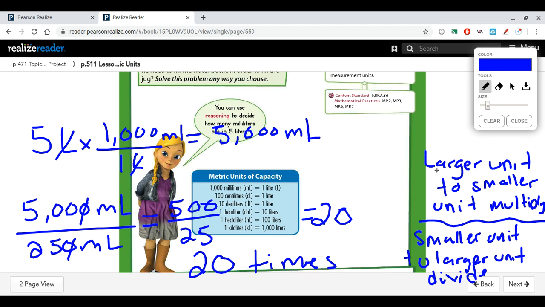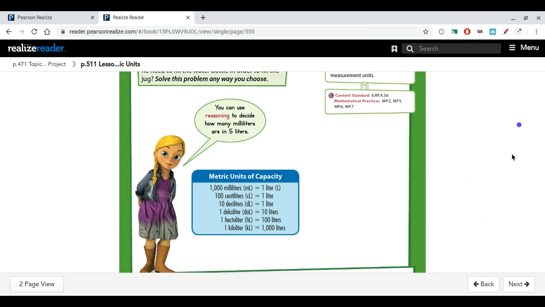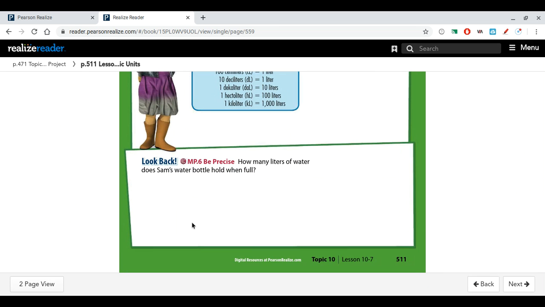Again, remember, larger unit to a smaller unit conversion, you multiply. Smaller unit to a larger unit conversion, you divide. I would write this down. If not, refer back to the video. All right, so let's take a look at your convince me, your look back. It says, how many liters of water does Sam's water bottle hold when full? So again, I'm going to write 250 milliliters.